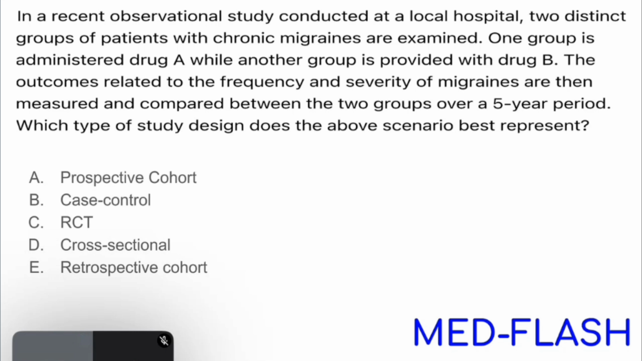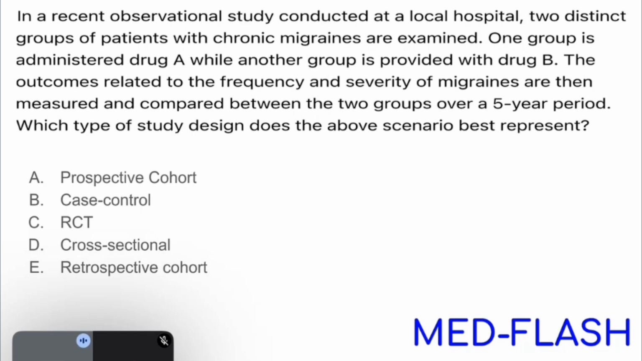But in this study, they are studying the outcomes related to migraine. So they are following the patient. They are following the patient in the future. All right. So it is mentioned here that the outcomes related to the frequency and severity of migraines are then measured and compared between the two groups over a period of 5 years. Okay. In a period of 5 years, they are comparing. So they're going into the future.